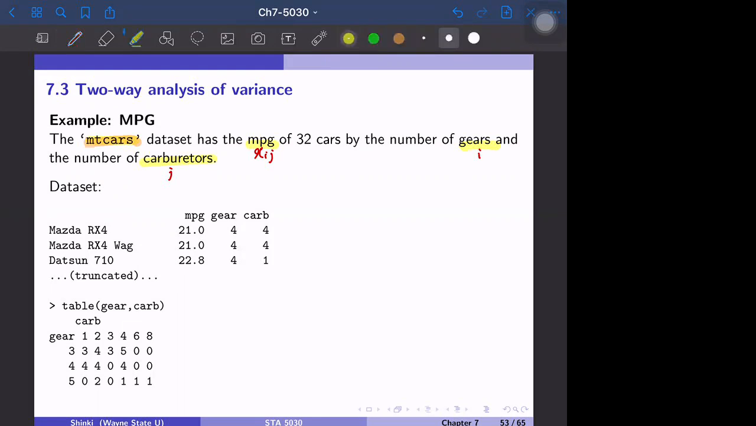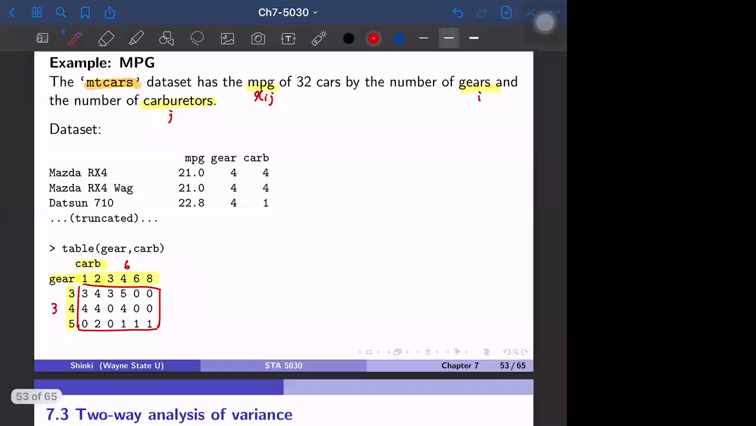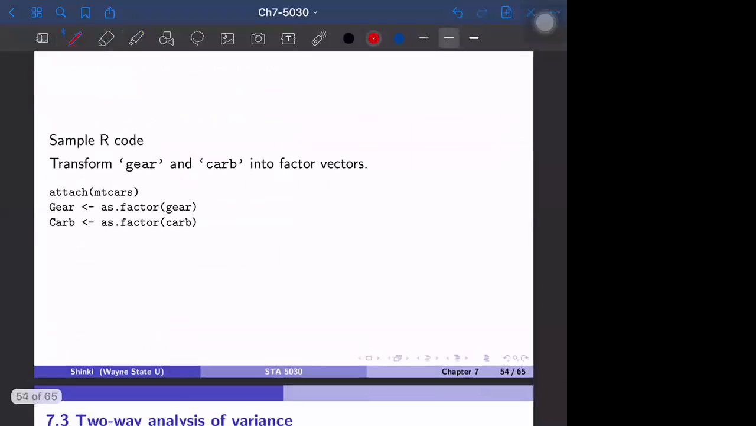We have the number of carburetors: 1, 2, 3, 4, 6, 8, and the number of gears: 3, 4, 5. So we have 3 levels here and 6 levels here, but the numbers of observations are not complete, with some zeros, and also unbalanced, sometimes 1, sometimes 3, 4, 5, 2 maybe. So this is unbalanced data, and we can still fit in the same way.